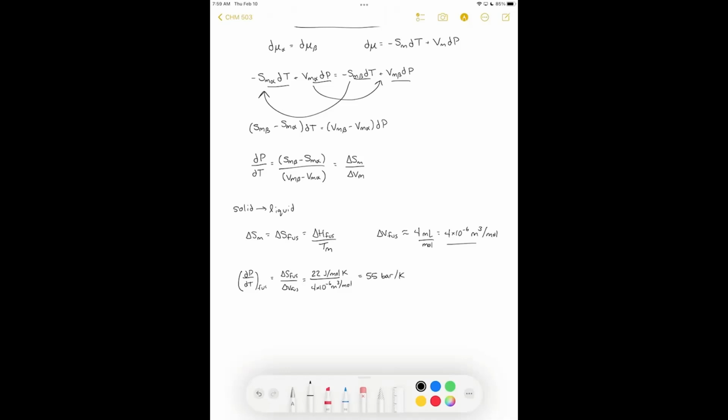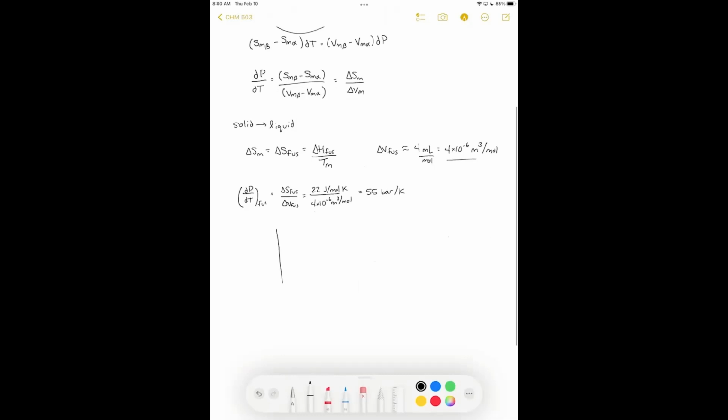So what does this mean in words? It means that in order to increase the melting temperature by 1 degree, we would have to increase the pressure by 55 bar. So that shows us that this line, if we were taking our PT diagram, has a slope of 55, which is basically linear. We have a basically linear slope here. Now remember, in some cases it could be negative, where we have a substance like water.